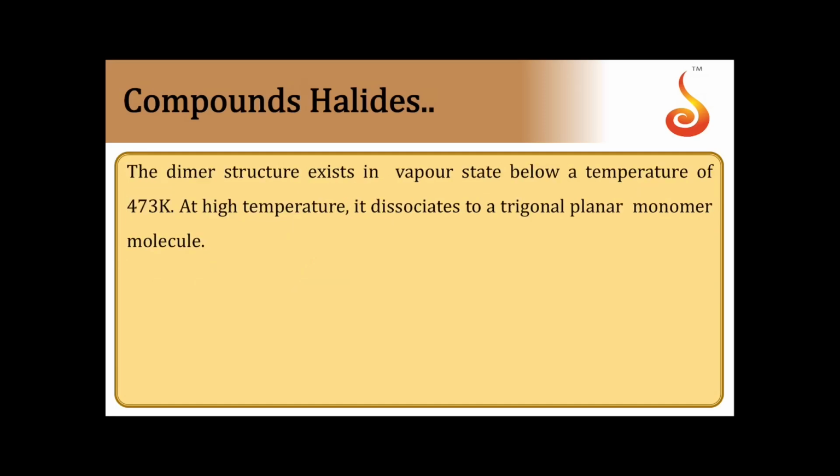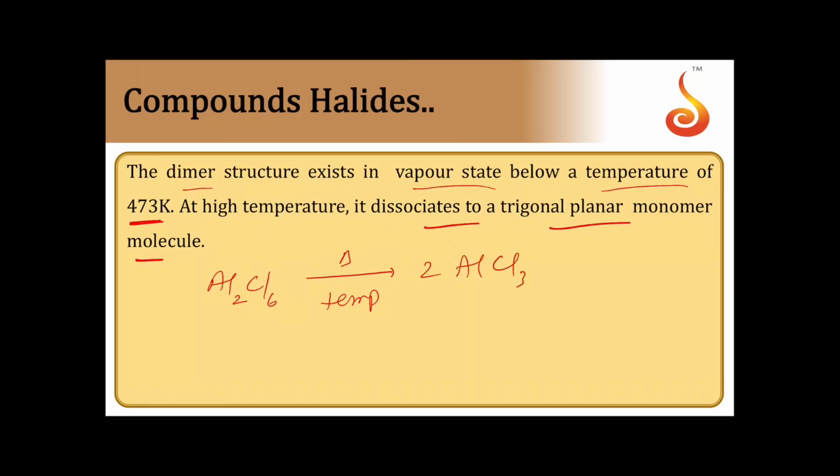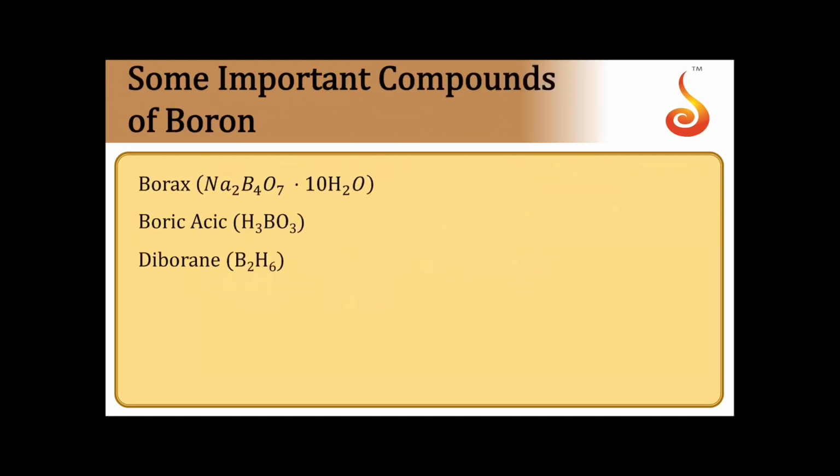If you heat the structure to high temperatures, the dimer structure exists in the vapor state below a temperature of 473 Kelvin. When you cross that temperature, it dissociates to form a trigonal planar monomeric structure. That means the Al2Cl6 dimeric form, when heated to a temperature higher than 473 Kelvin, exists as simple AlCl3 monomeric units. This is regarding the structures of aluminum halides.